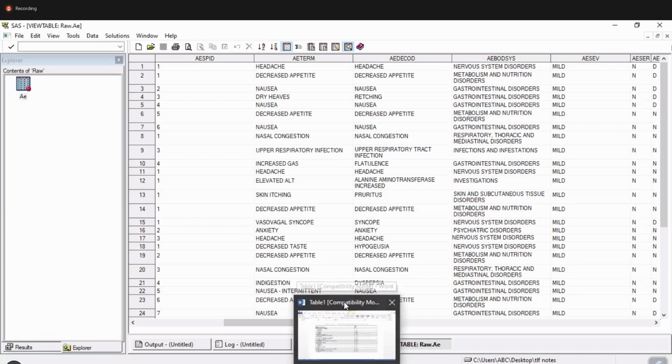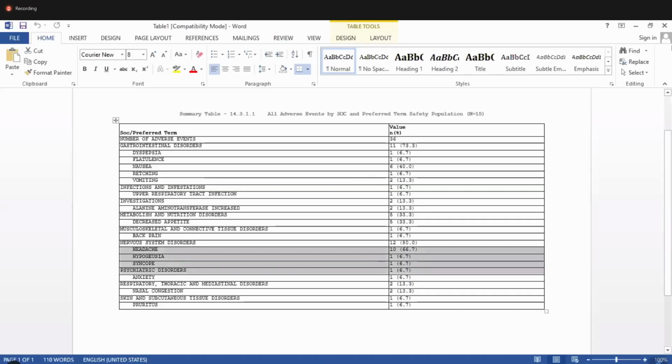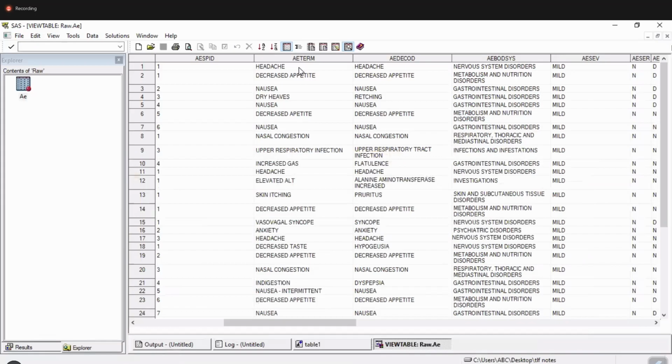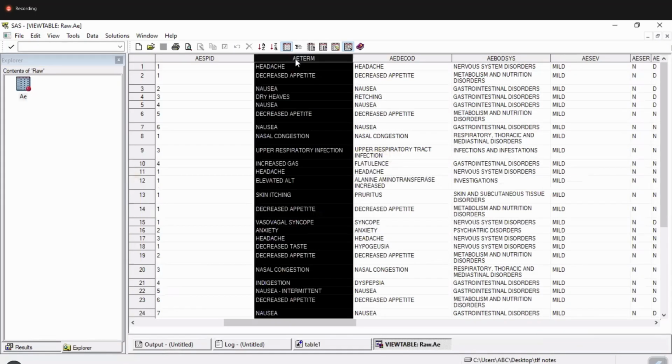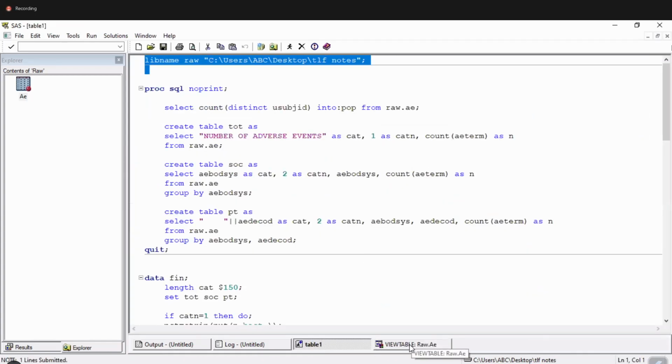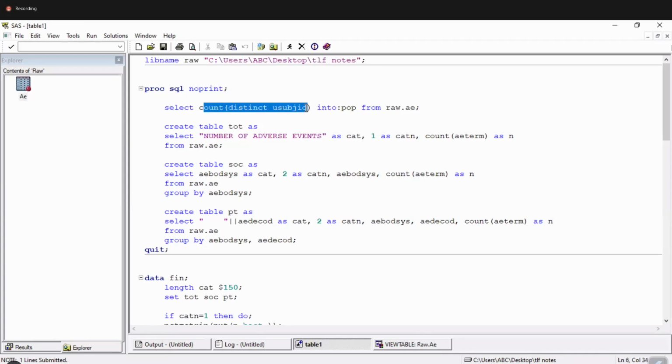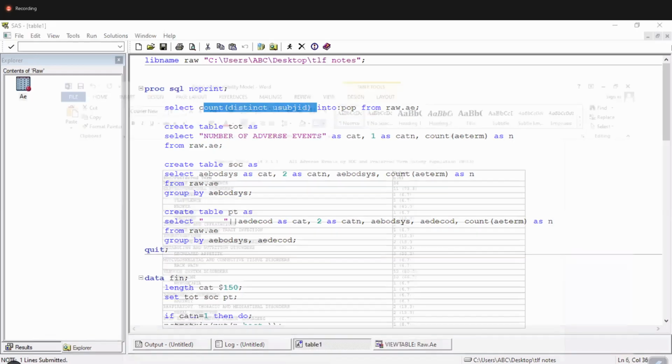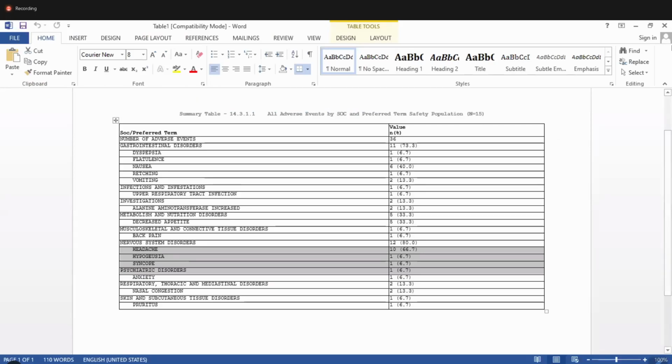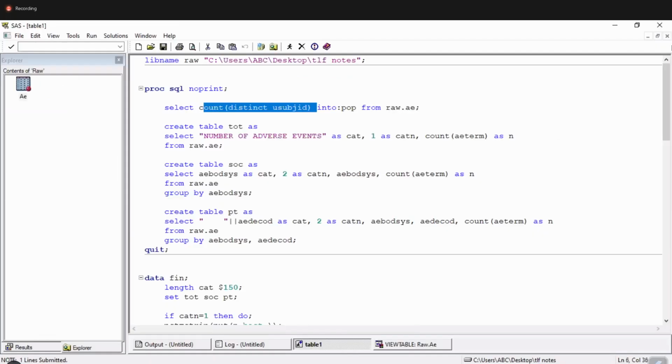Now I need counts. These counts we are going to derive from the data set. See, first, the approach: PROC SQL, select count. I'm taking distinct unique subject IDs, so I need a capital N. Totally, how many subjects are affected with this adverse event? That count I need.